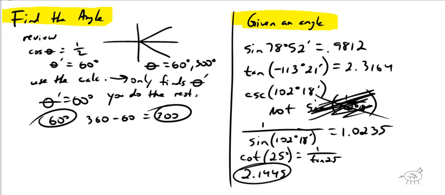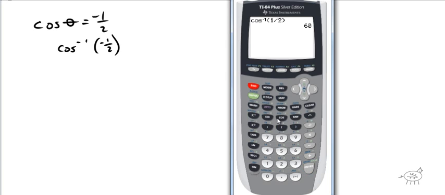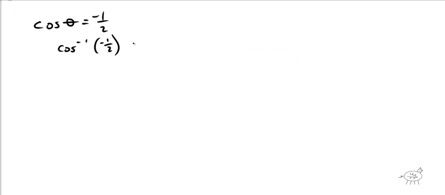All right, so let me clear this out now, because I want to do another problem here. I just want to show you what's going to happen. Cosine of theta is equal to negative 1/2. So using your calculator again, you're going to do inverse cosine of negative 1/2. I want to show you what's going to happen. Okay? So inverse cosine of negative 1/2. Watch what happens. You get 120 degrees. So the calculator gives you 120 degrees.